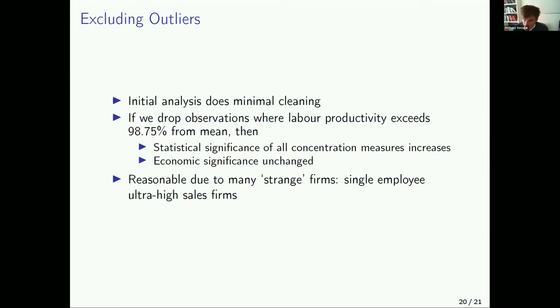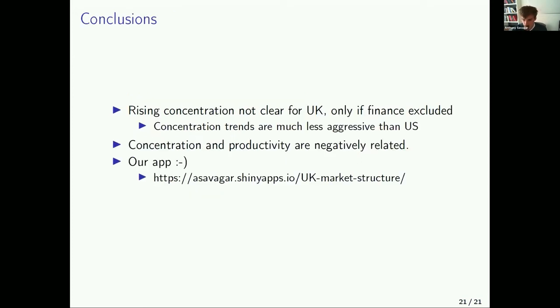So this negative result is a lot more significant. The economic significance is almost exactly the same. It's not an unreasonable thing to do either, because in an administrative data set like this, where firms are registered for taxation purposes, you get a lot of strange firms that could be special purpose vehicles, that sort of thing, where you've got one employee recording $1 billion in turnover in one year and then not doing much after that. So that would strengthen precision.